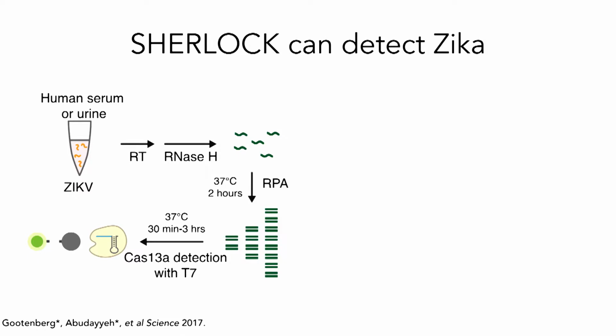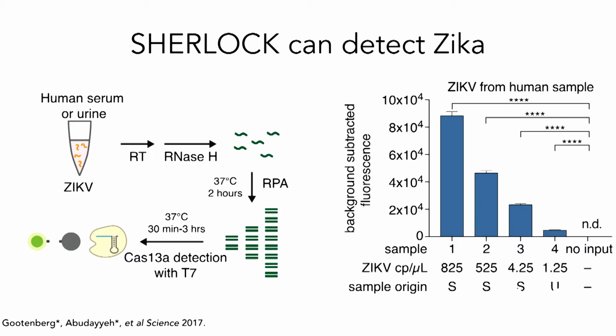Another great thing about the Broad is that there are many clinical groups here. So in collaboration with Pardis Sabeti's lab, we could acquire human serum or urine that actually contained Zika. They reverse transcribed it and RNase H'd it for us because they usually use these for qPCR reactions. And then we could do RPA and put it into Sherlock. And you can see that we can detect essentially 1 copy per microliter when we're putting 1 microliter into the Sherlock reaction. So this is also a nice proof of principle.